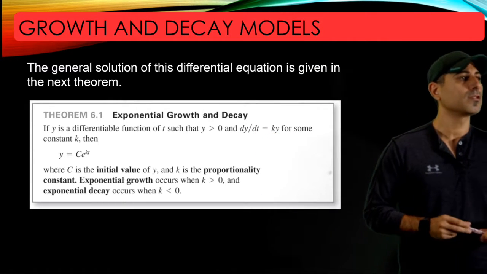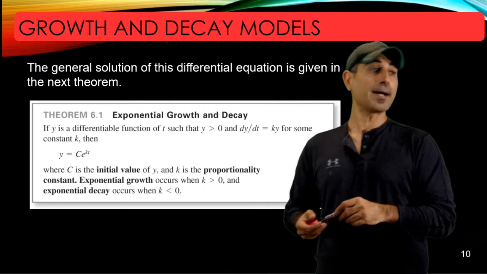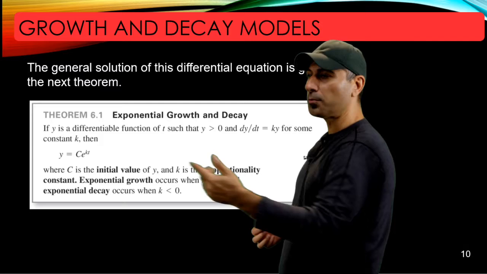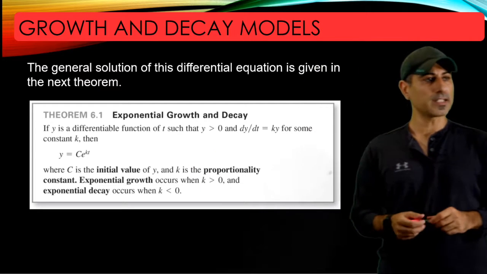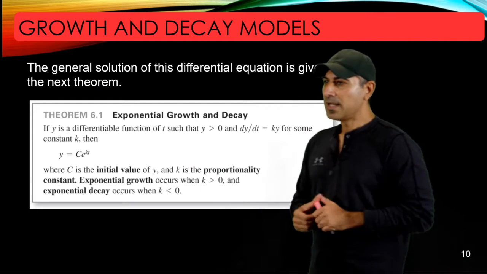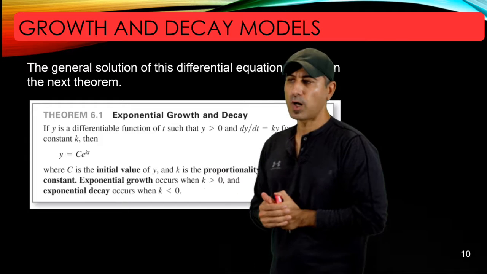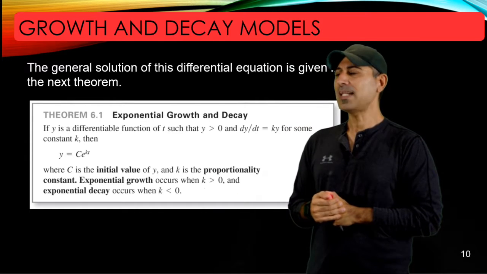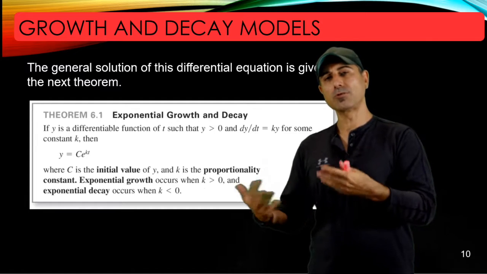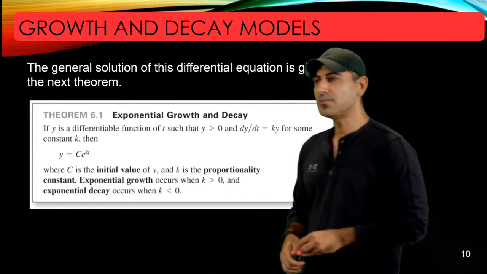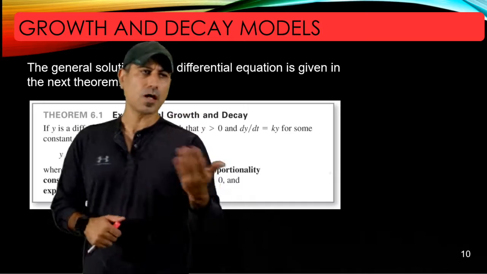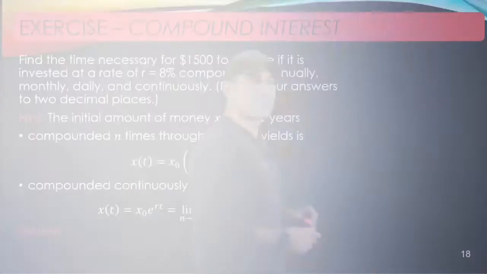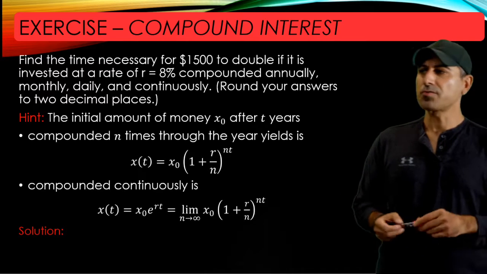Those differential equations, through the application of separation of variables, would have the general solution in the form of an arbitrary constant times the exponential of kt. And here c is the initial value of y, and k is the proportionality constant. Depending on the sign of k, you have either growth or decay problems. And I want to relate this to our application problem for compound interest. Let's just read the statement of the question.